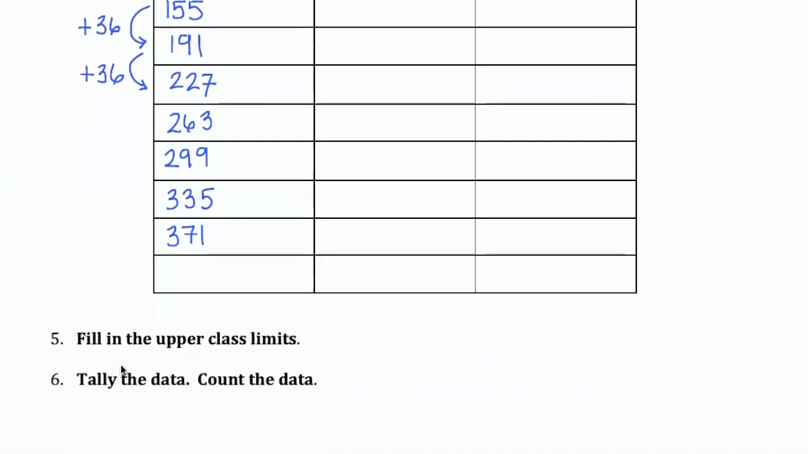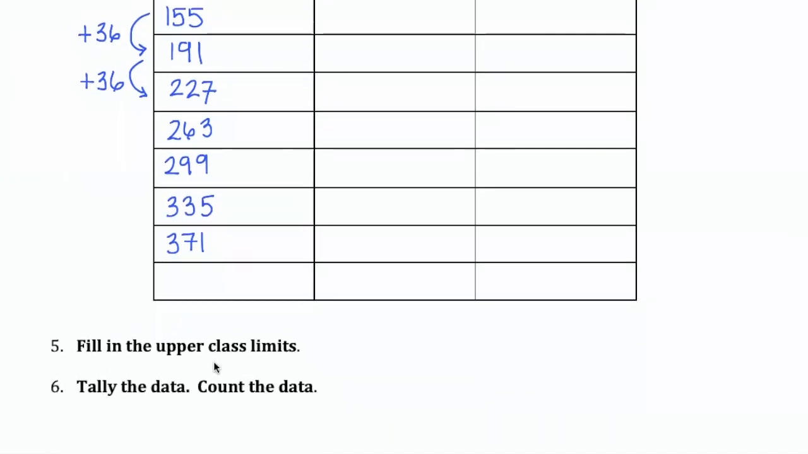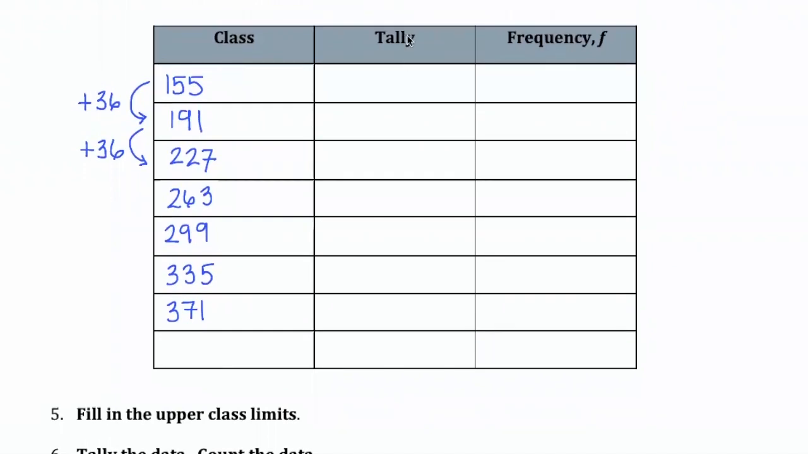Now the next step, step 5, says fill in the upper class limits. So how do I know those? Well, classes are not allowed to overlap. So if the second class is supposed to begin at 191, the previous class had to stop at 190. Same thing for the next one. Look ahead. The next lower class limit is 227, so the previous one would have had to stop at 226, one number before. I'm going to go ahead and finish filling in the upper class limits. All right, I have finished that job.